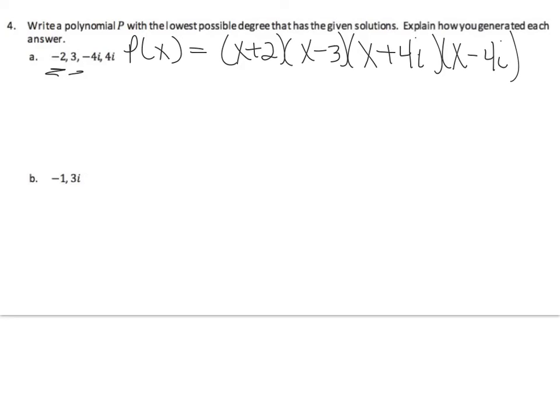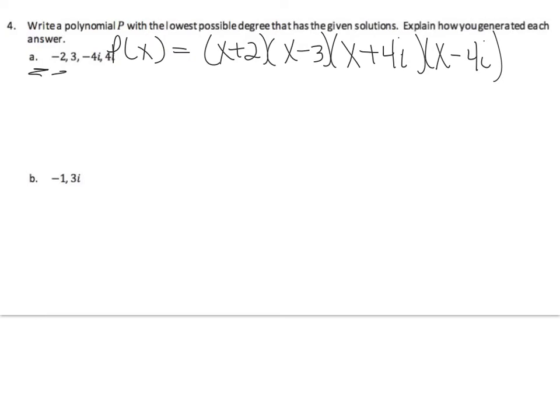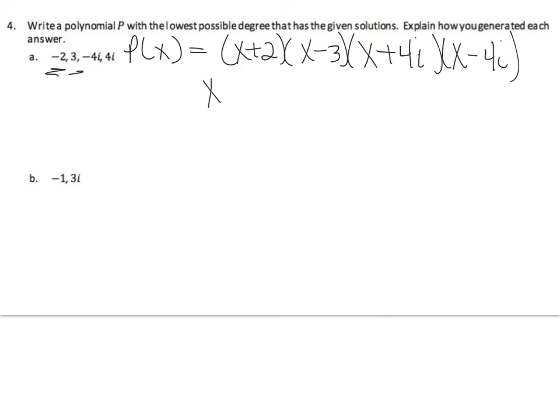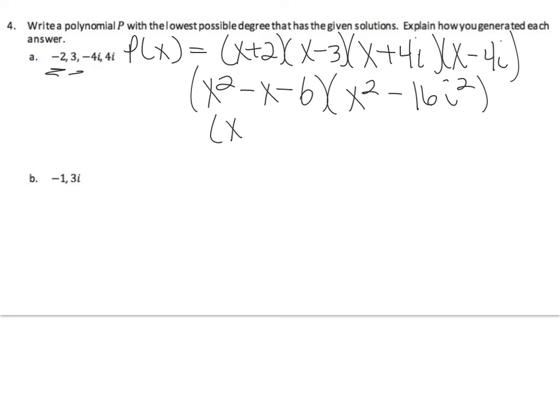So let's go ahead and FOIL away. For the first 2 binomials, we get x squared minus x minus 6. And then for the second set of binomials, remember they're conjugate pairs, so the middle cancels out. So I have x squared minus 16i squared. That gives me x squared minus x minus 6 times x squared plus 16. Go ahead and multiply again. This is when things get crazy.